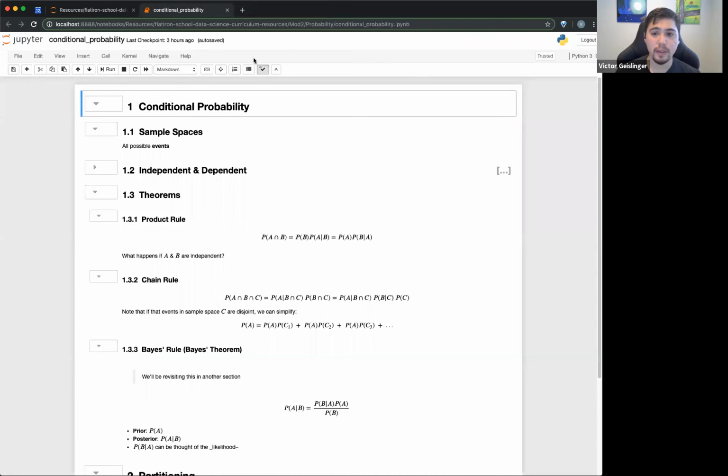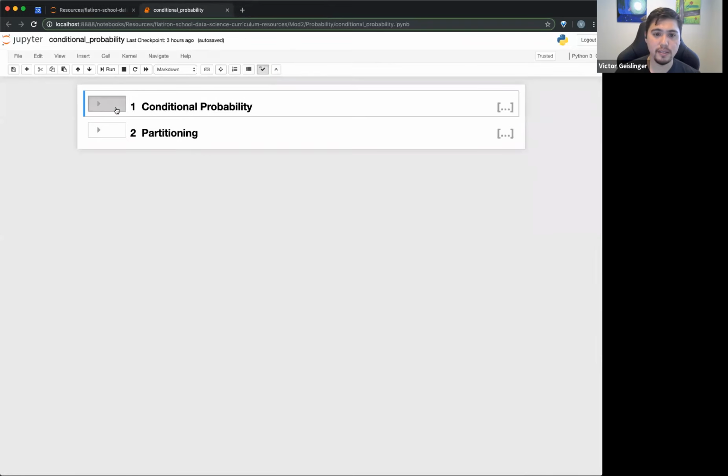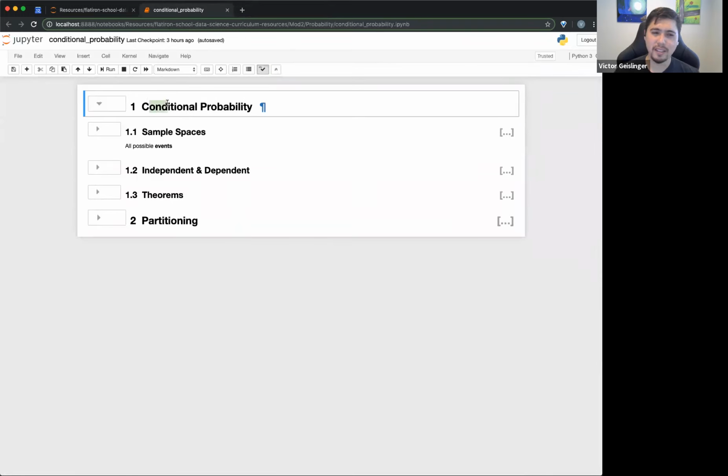So for conditional probability, let me just make this smaller to make it more organized. We talked a lot about this stuff, and I'm going to reiterate some things. We talked about sample spaces. Remember, a sample space is basically just the space of all possible events, right? The only things included in a sample space are things that can happen. For example, with a die, you can roll 1 through 6, but you can't roll a 9, right? That's impossible for a die, so it wouldn't be part of the sample space.